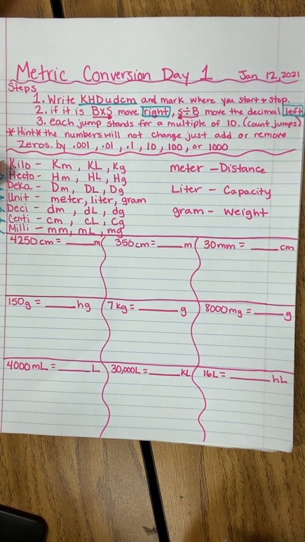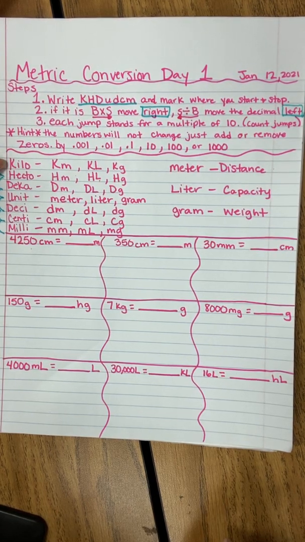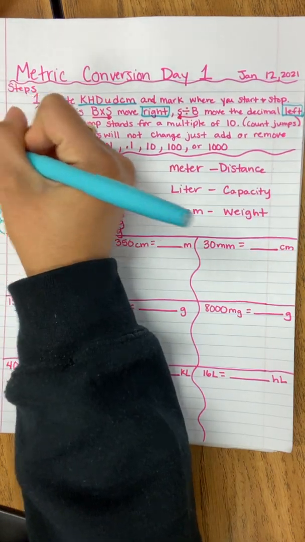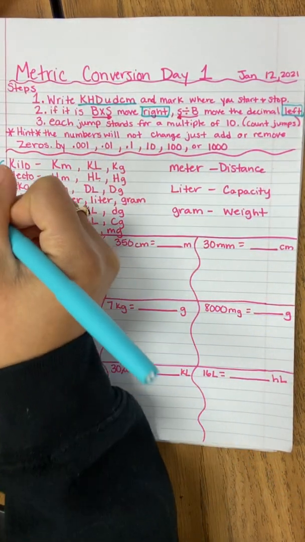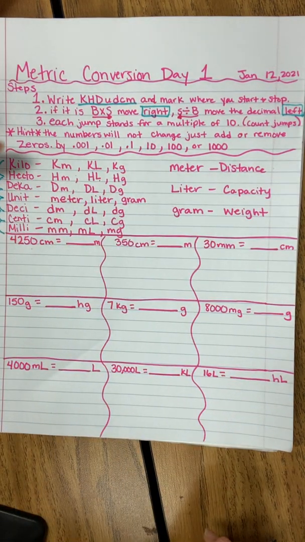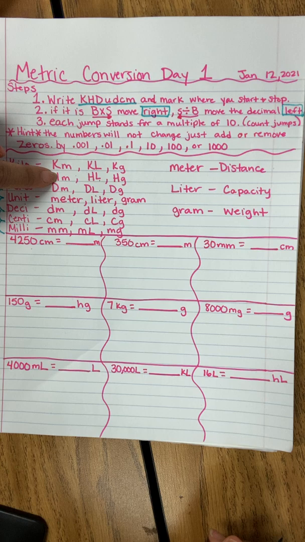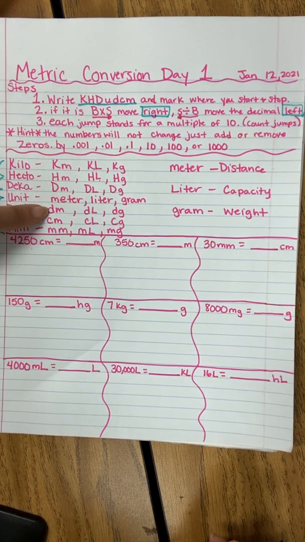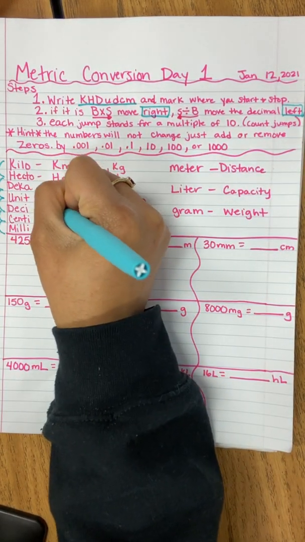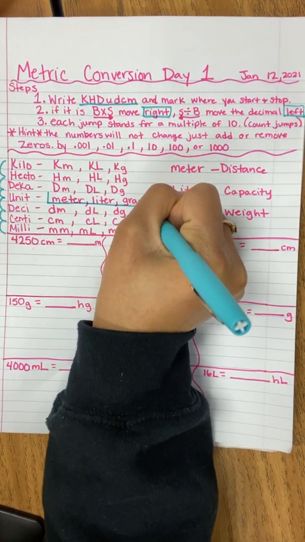Now, our biggest is going to be kilo. So this is my big. Our smallest is going to be milli, and this is my small. All of your bigs have capital letters. All of your smalls have lowercase letters. Your unit is going to be your meter, liter, and gram.